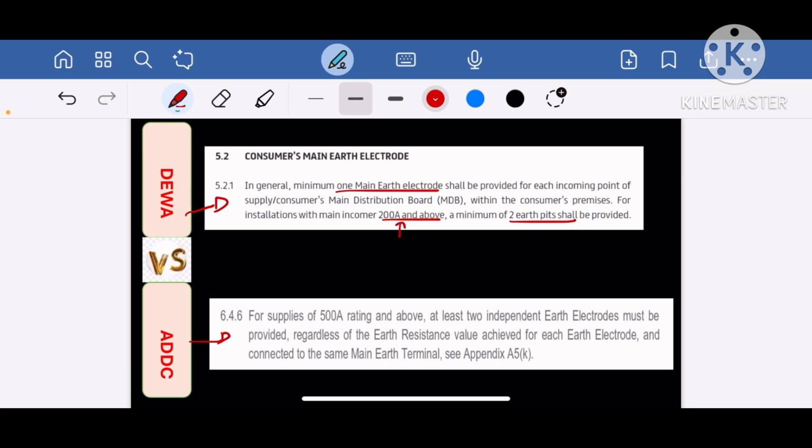In the same way for ADDC regulation, 500 rating and above, at least two independent earth electrodes must be provided, and less than 500 we require only one earth electrode. Hope you are clear now.